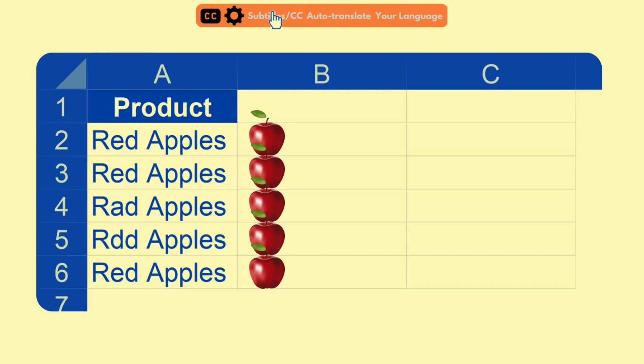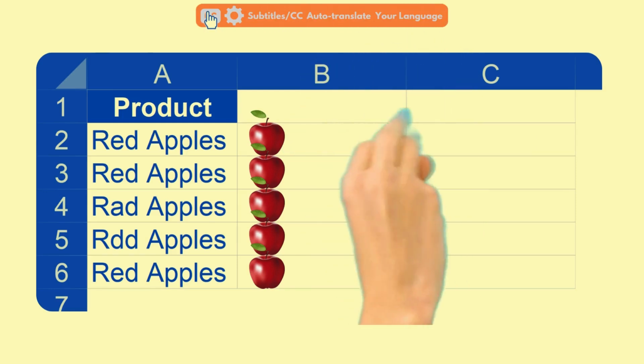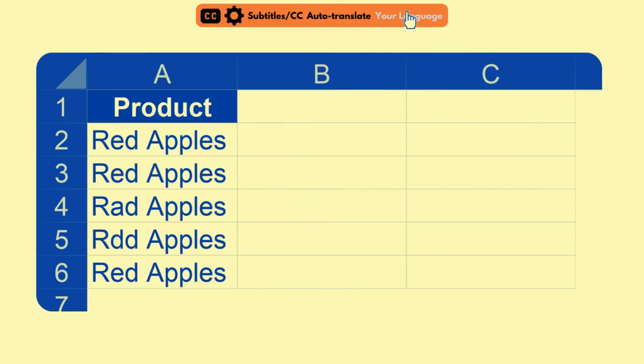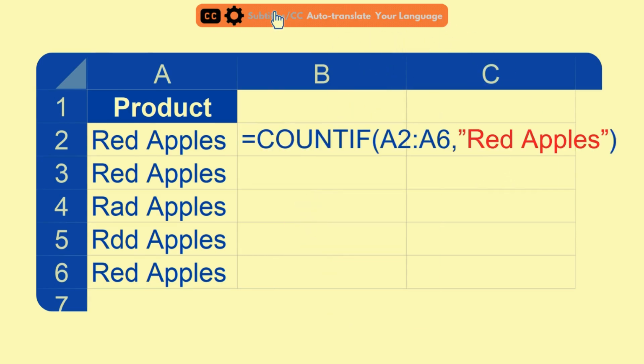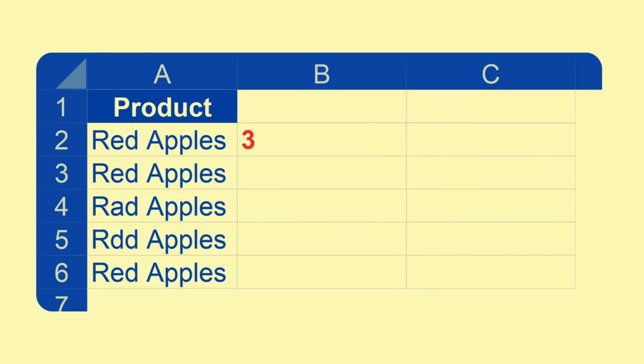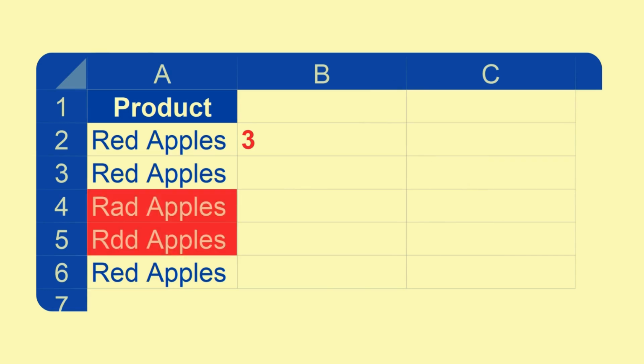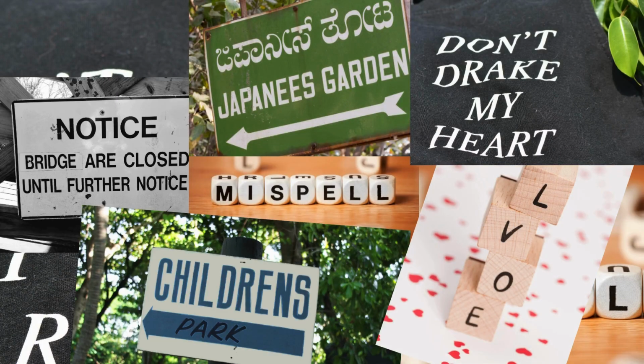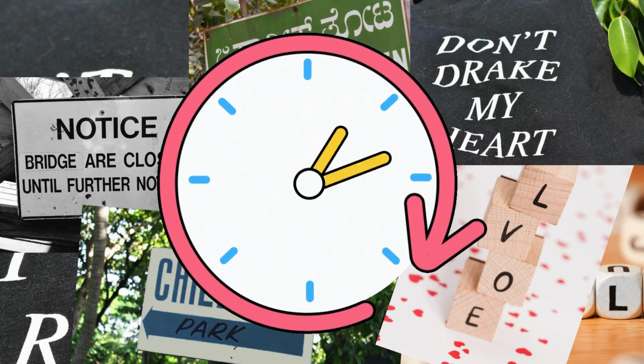Excel beginners, when you count the red apples in this range, you get a total of 5. However, if you use the COUNTIF formula, the outcome shows only 3. Why is that? The discrepancy arises from 2 misspellings in the term red apples. Such mistakes can frequently occur, causing us to spend valuable time fixing them.